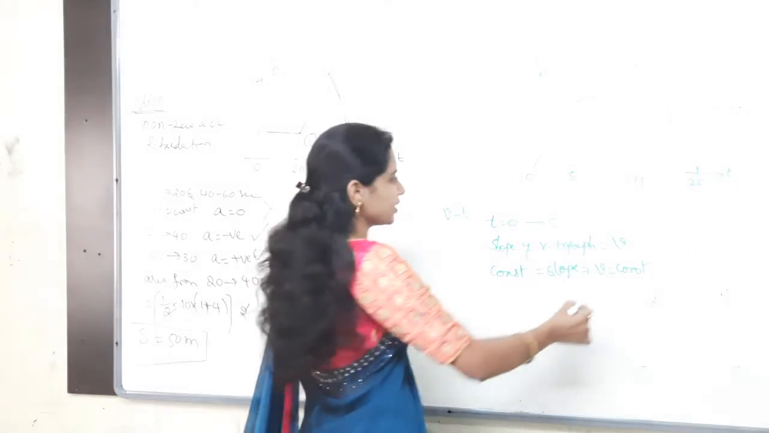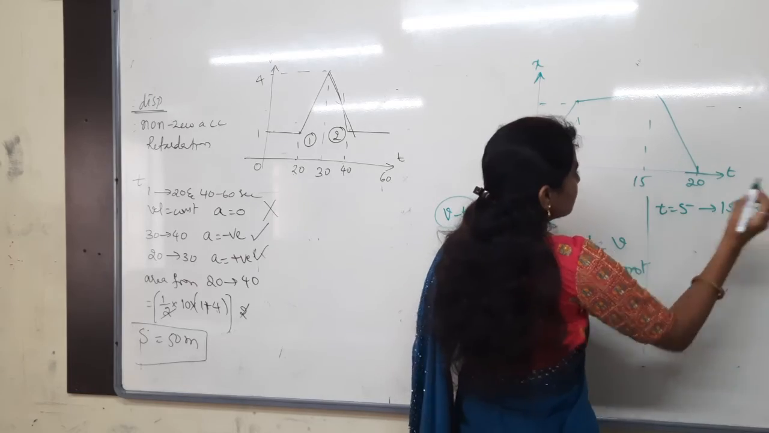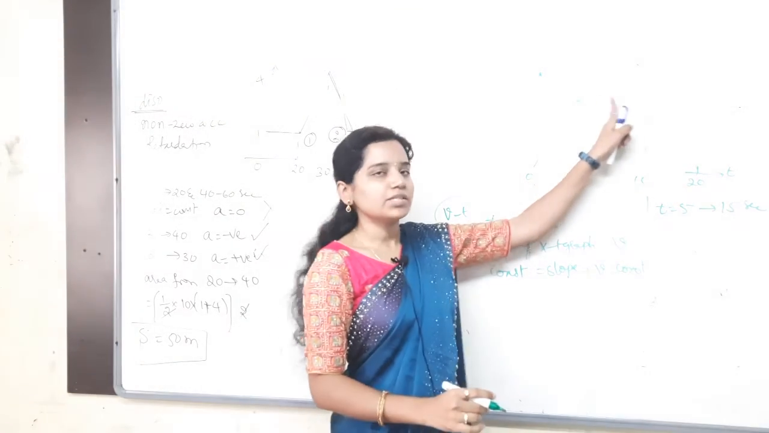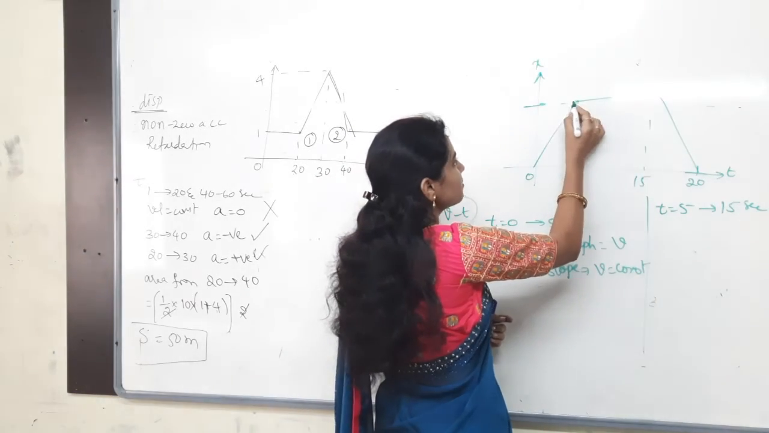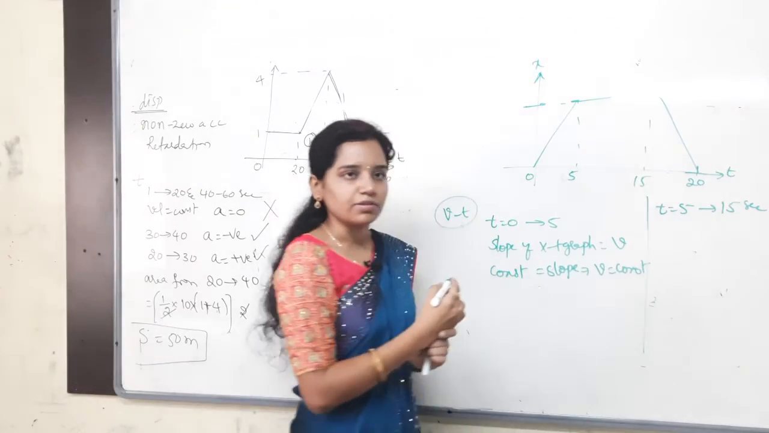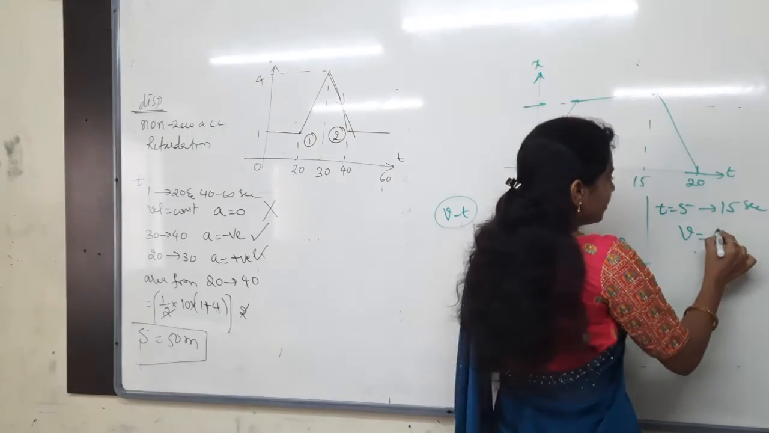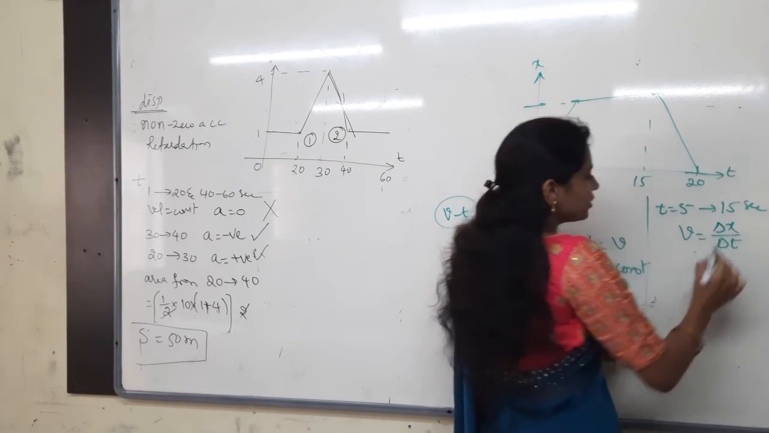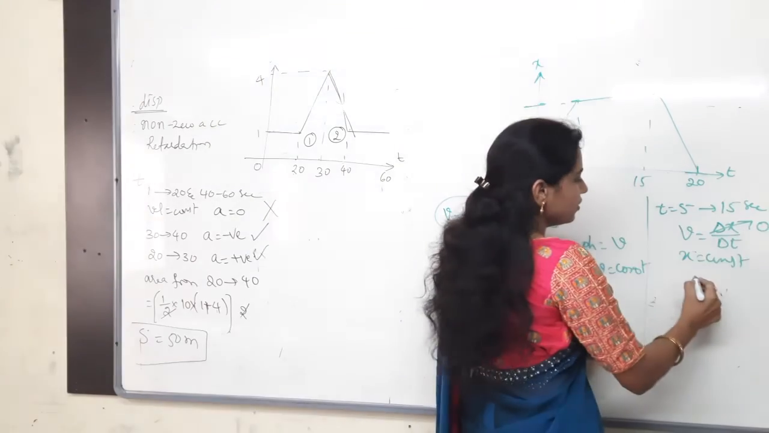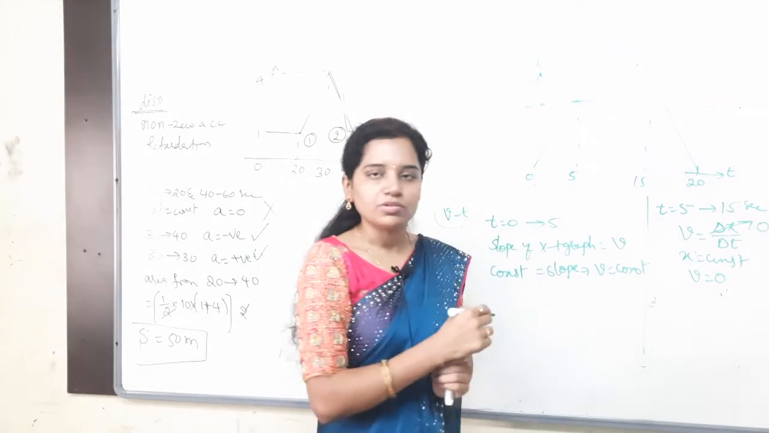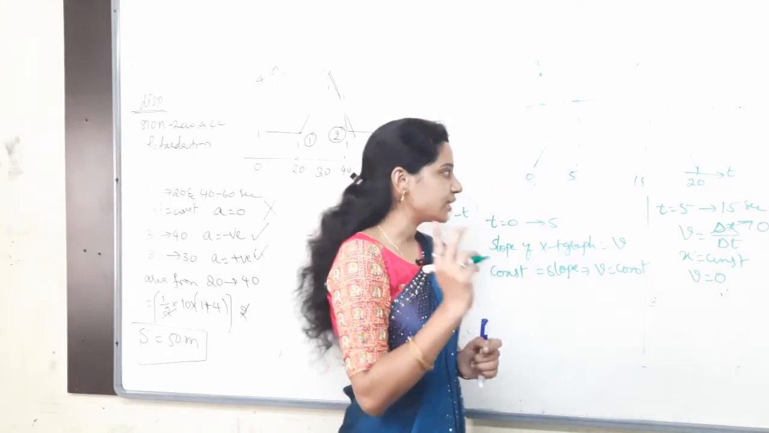Now check the second case, at t equals 5 to 15 seconds. What is happening? Displacement is constant. Whatever the displacement is here, the same displacement is there here also. Whenever the displacement is constant, what is the velocity formula? Delta x by delta t only. Displacement is constant, x is constant, so delta x becomes 0. Then velocity also becomes 0. In the third option it is constant 0 only, in the fourth option also 0 only. Next case we will check.